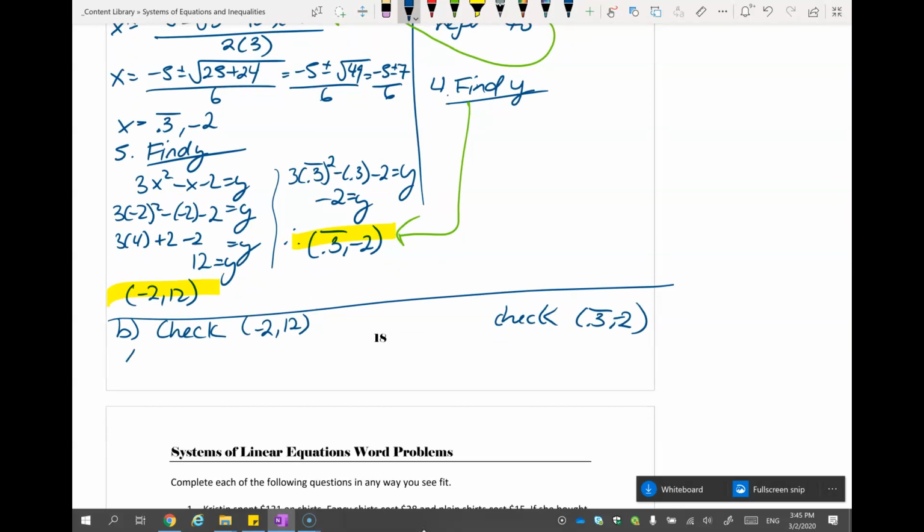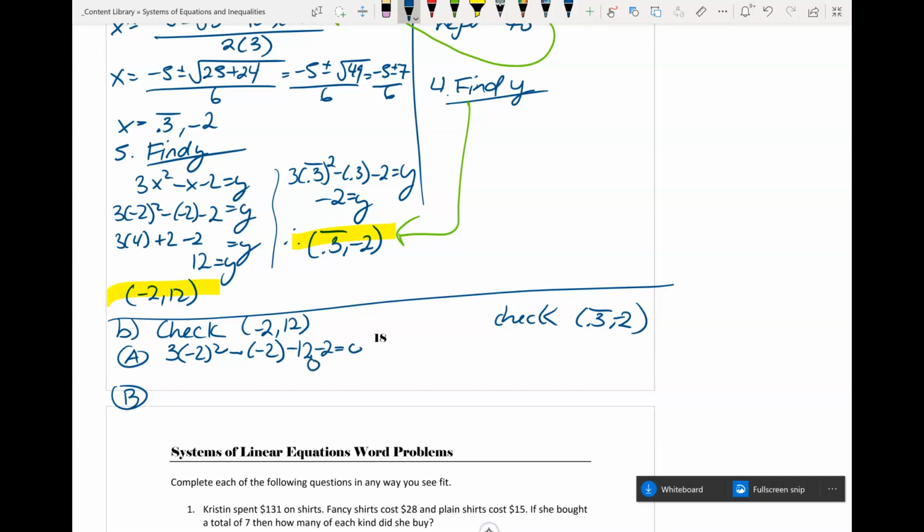So we're going to plug this into A, and we're also going to plug into B to make sure they are both satisfied. So for A, we have 3x squared. In this case, our x is negative 2, minus x, minus y, minus 2, and this has to equal 0. And if you go ahead and do this calculation, you can put this in your calculator if you want to, because we are using calculator for this question. This is 0 equals 0. So it's good.